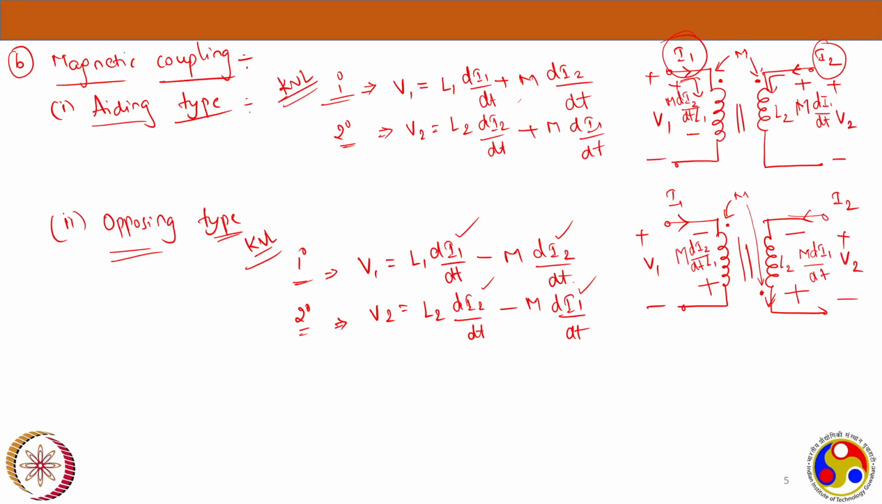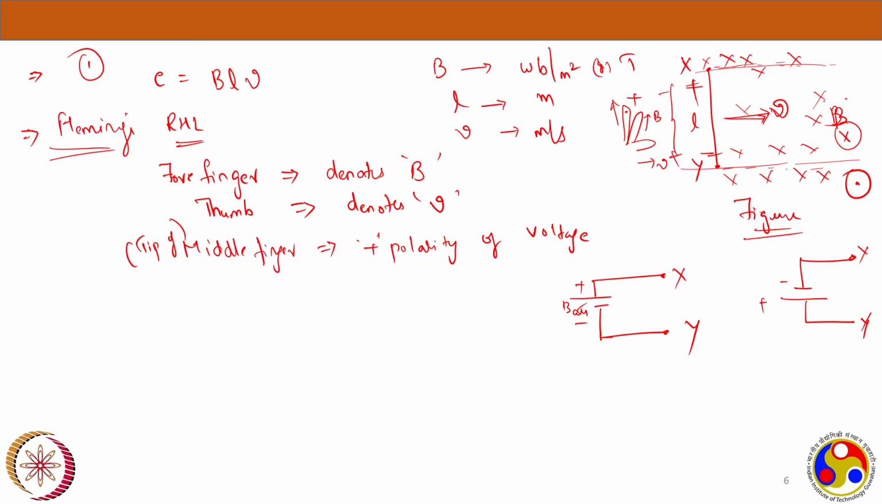Within this magnetic coupling connection, we have seen aiding type and opposing type. Aiding means both self-inductance and mutual inductance will have the same polarity. In opposing type, self-inductance and mutual inductance will have opposite polarity. With that, we close the discussion for the coupling circuits, and we started today's discussion with two very important and basic electrical engineering laws, Fleming's right hand rule and Fleming's left hand rule.